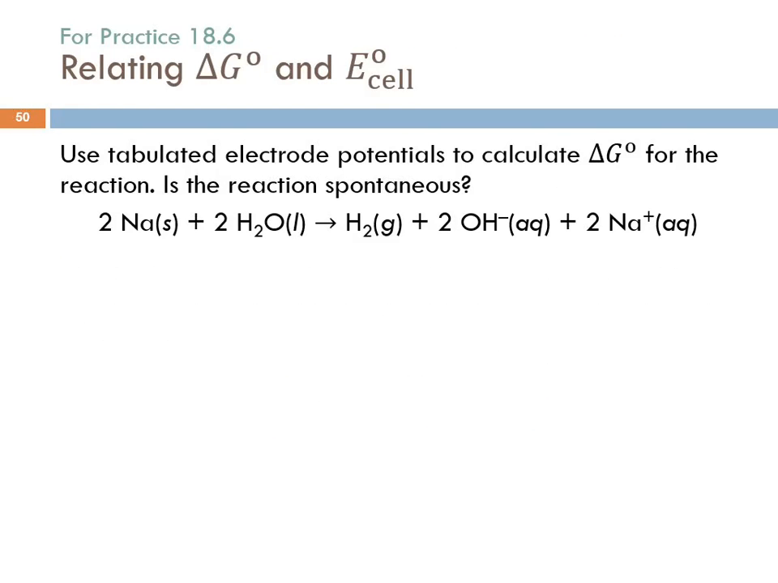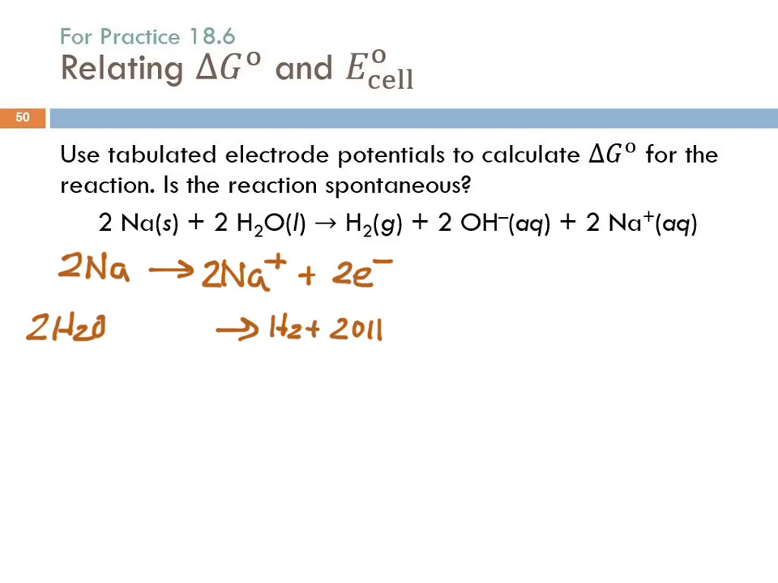Using tabulated electrode potentials, calculate delta G° for this reaction. Is it spontaneous? Well, we need our table. That's why I brought my book today. So what are the two things going on here? We got sodium going to sodium plus, plus an electron. But there are some coefficients in there. There are 2 sodium atoms going to 2 sodium ions, and then there would be 2 electrons. And then what's left? Well, we've got 2 H2O. I'm going to leave some space because there's probably going to be plus 2 electrons over there, giving H2 and 2 OH minus.